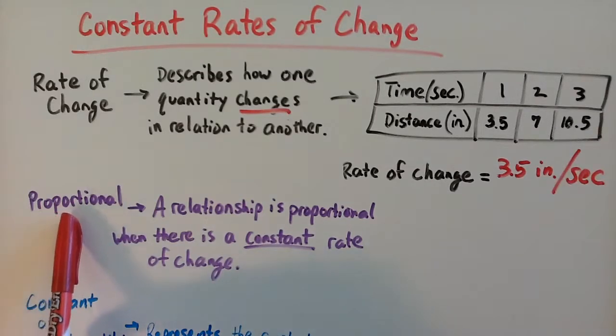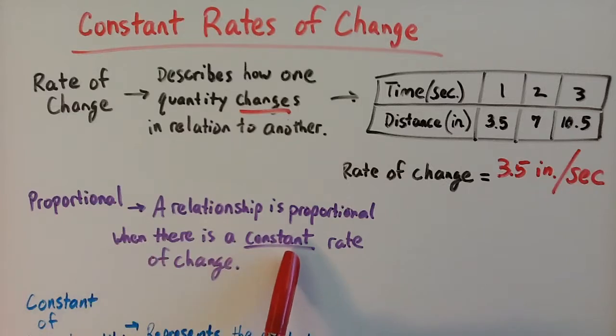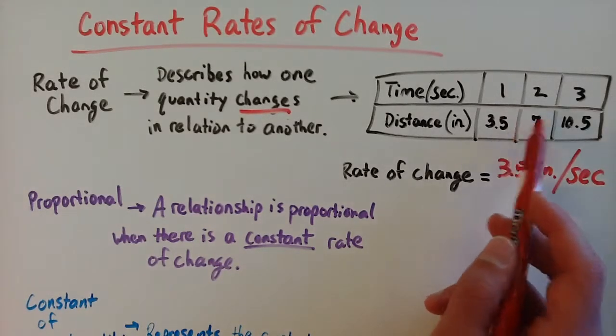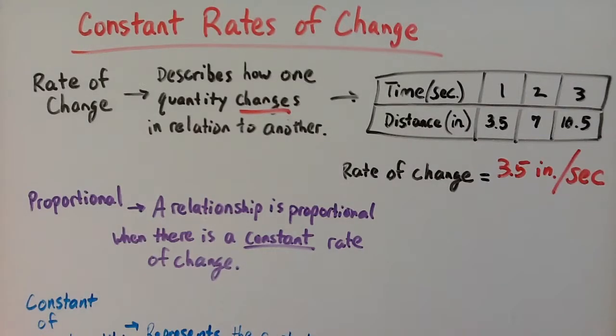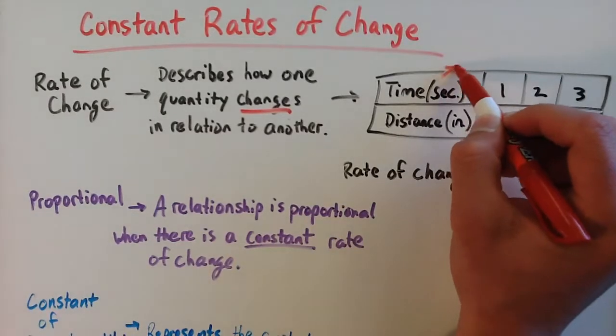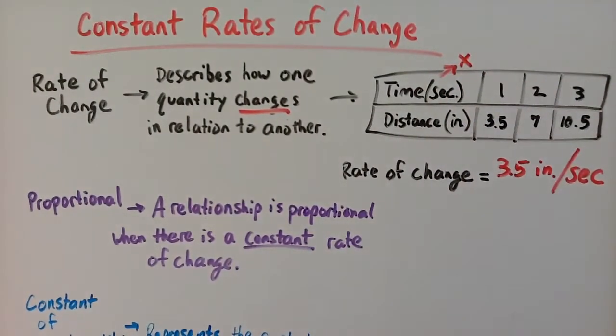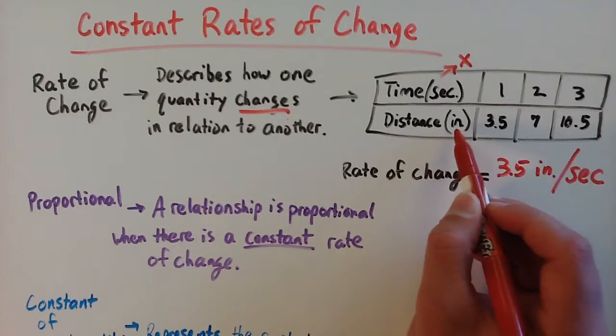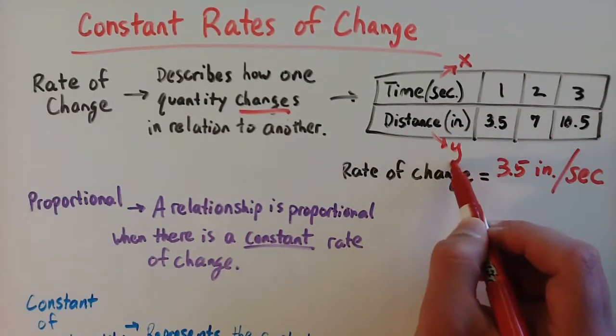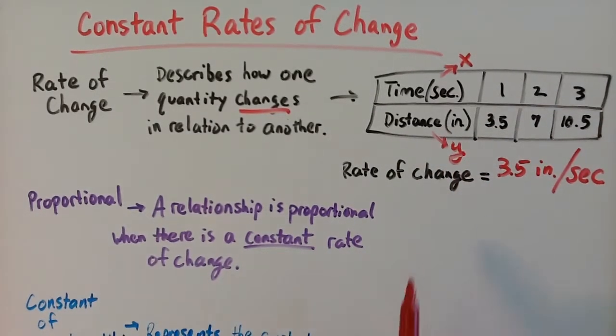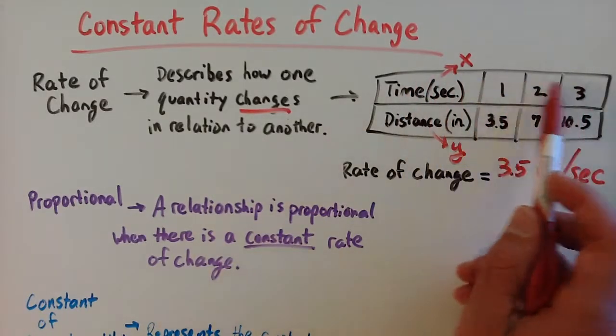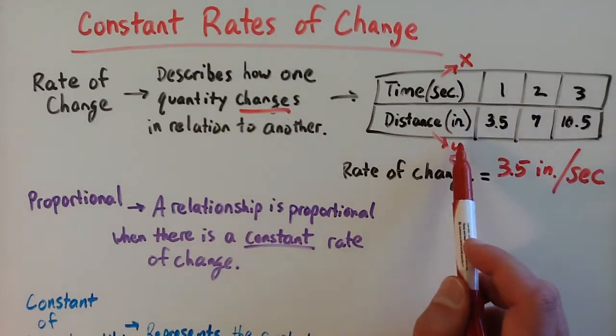A relationship is proportional when there is a constant rate of change. When there is a constant rate of change, the relationship is proportional. Now, to check if this relationship is proportional, we can compare the ratios in the table. Let's call time in seconds the x value, and distance in inches the y value. That's normally how you do it.